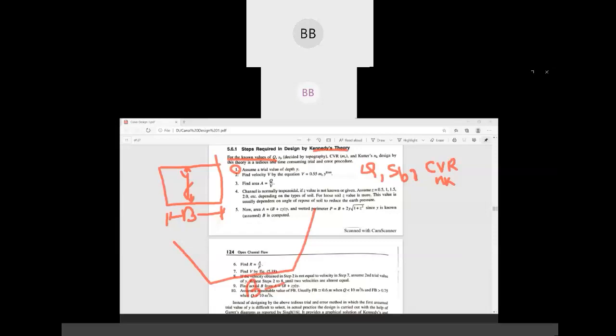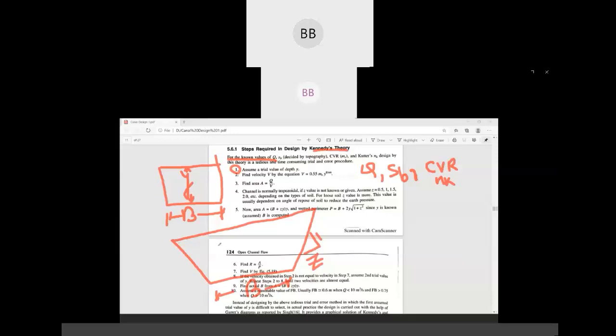width is needed. And then we also need the maximum depth of water of that particular channel, including the side slope. Okay, including the side slope. So these are the parameters we require for construction of a channel.